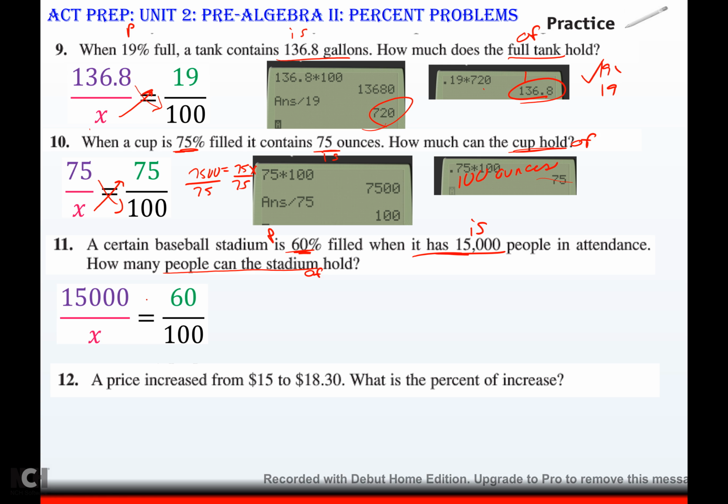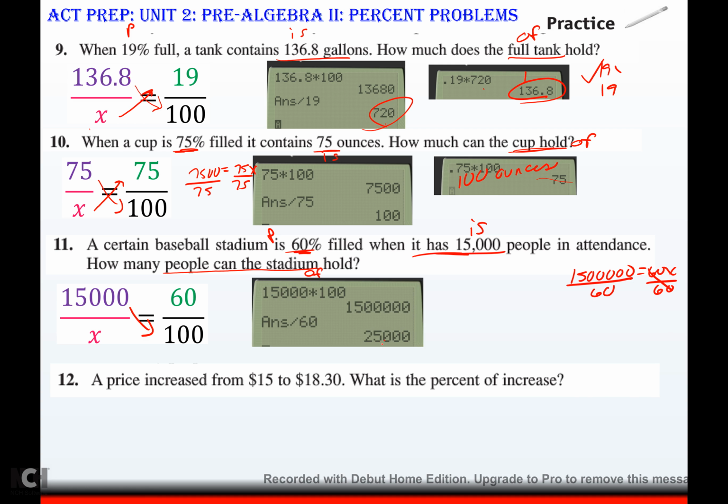Cross multiply. You get, sorry, I'm trying to figure out where my calculator stuff's going to pop up. You get 15000 with 2 more zeros equals 60x. So divide by 60 and you get 25,000. So if I check it, 60% of 25,000 should be 15,000. And it is. So it checks.